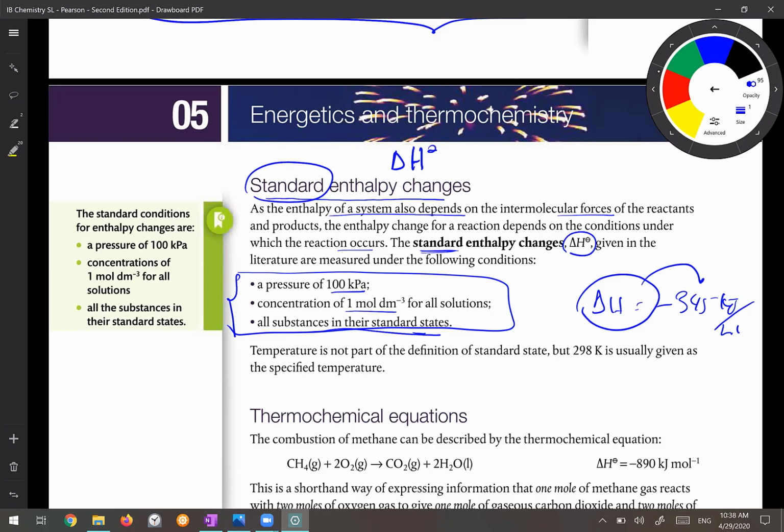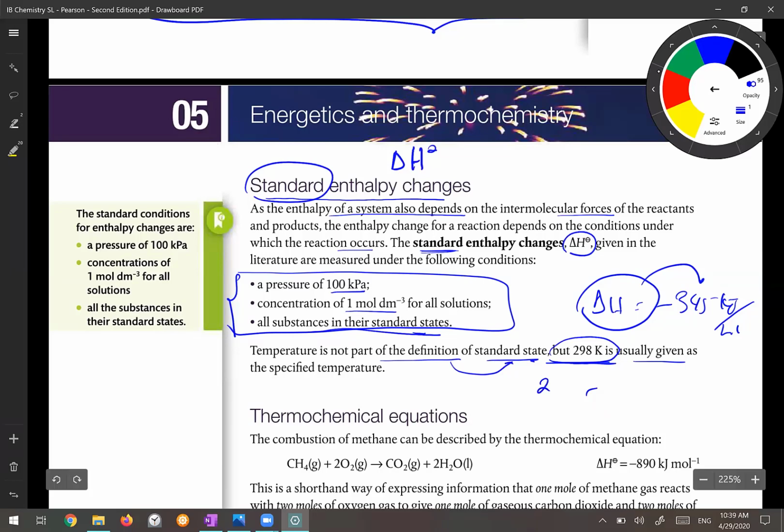So that's why when we are talking about the delta H at a standard condition, you must mention at which temperature you have measured this one. What was the initial temperature of the reaction before happening? But most of the time, the temperature is defined to be 298 Kelvin. Okay? So this is a standard temperature, but it's not a part of the definition for the standard state. But usually we assume that the temperature is 298. We call it room temperature.